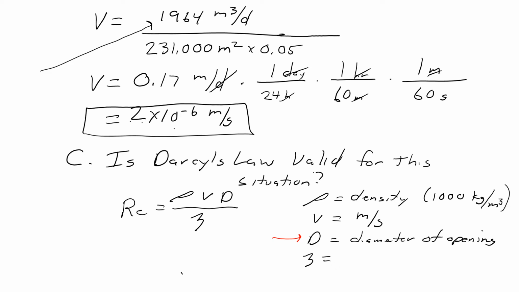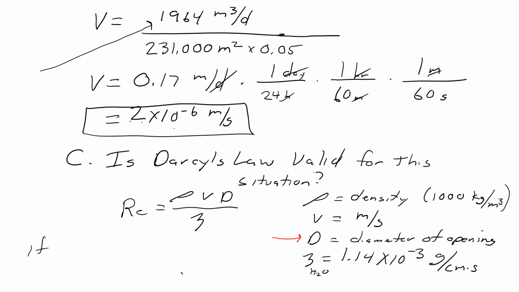Then we have viscosity. The viscosity for water is 1.14 times 10 to the minus 3 grams per centimeter per second. Unfortunately, that means we're probably going to have to convert because we've got grams, kilograms, meters, centimeters all going on in this problem.